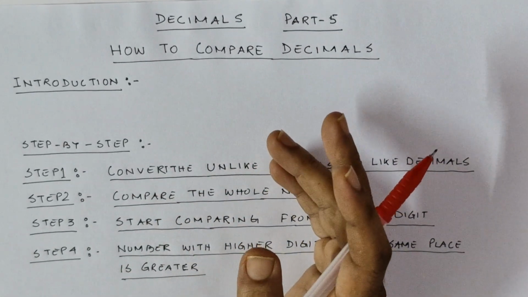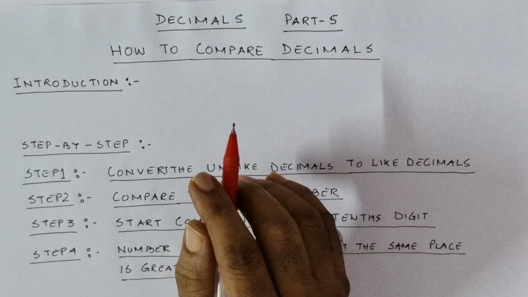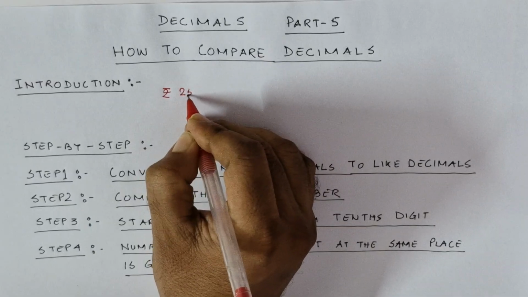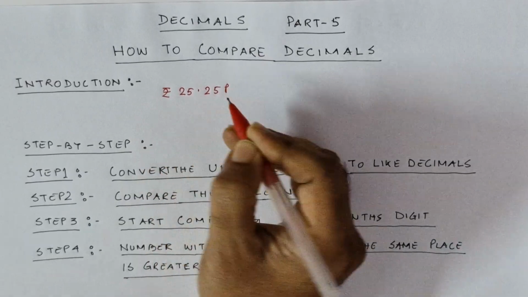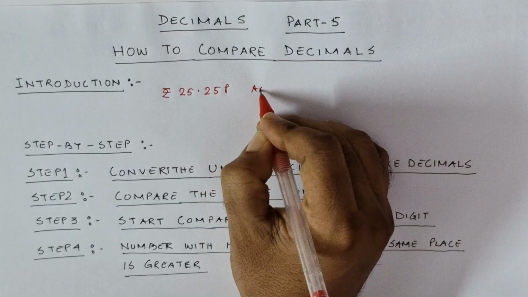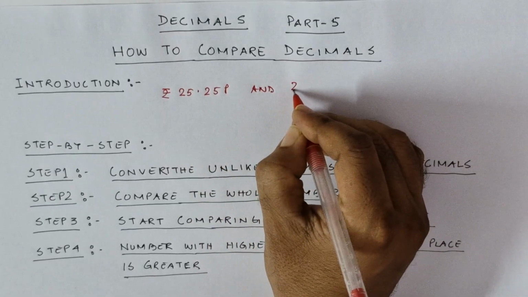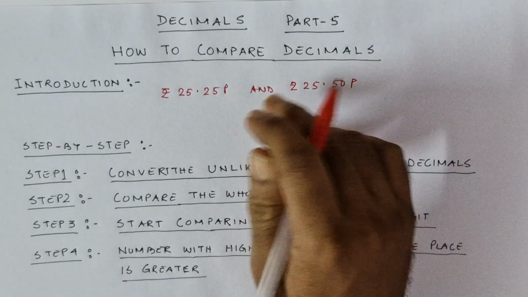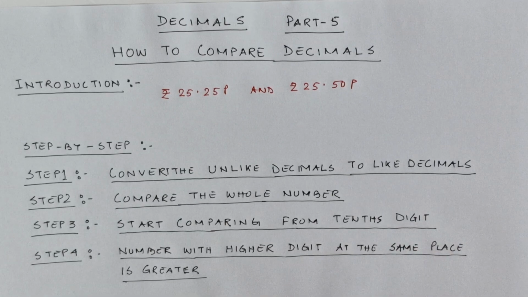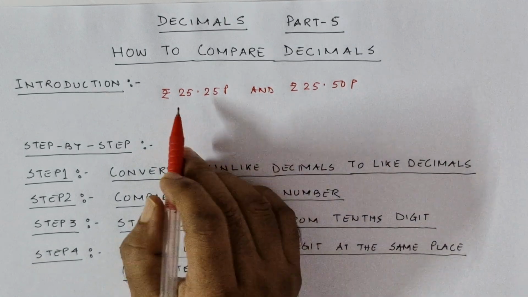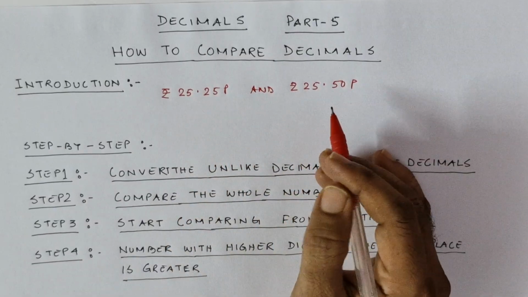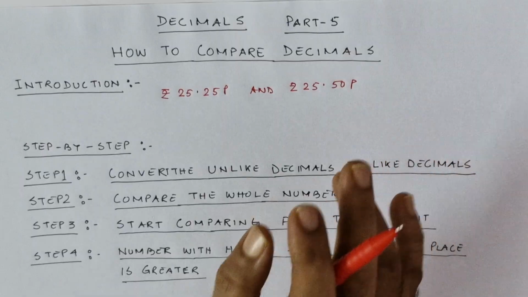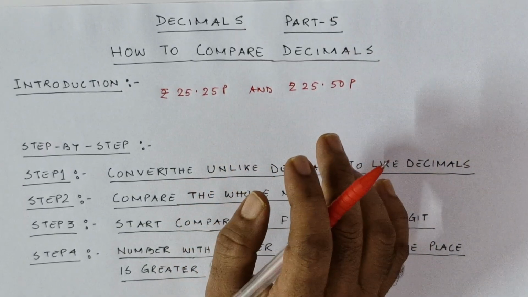Let's take an example. You go to a shop and buy some chocolates. A few cost 25 rupees 25 paisa, that is 25.25, and a few cost 25 rupees 50 paisa, that is 25.50. Now, which is costlier? To explain this, we need to compare decimals.